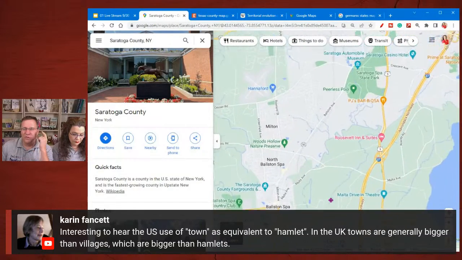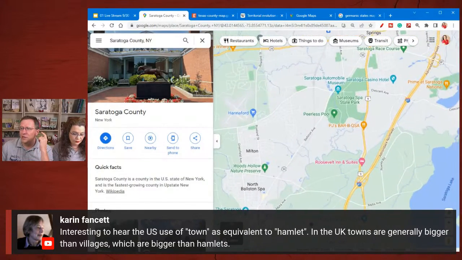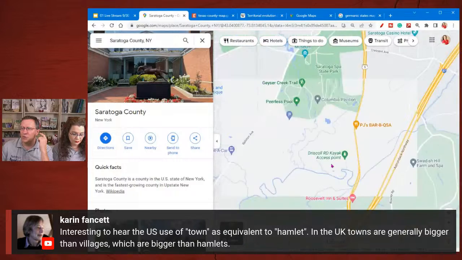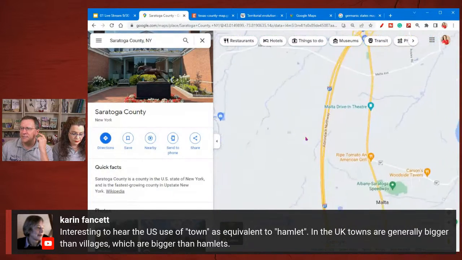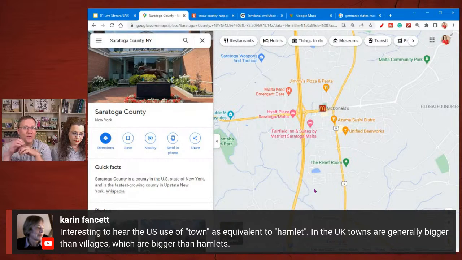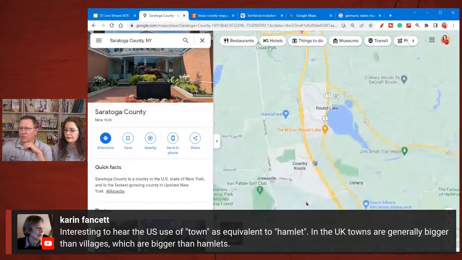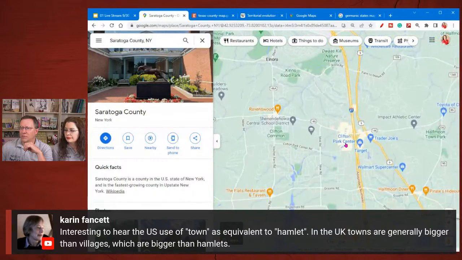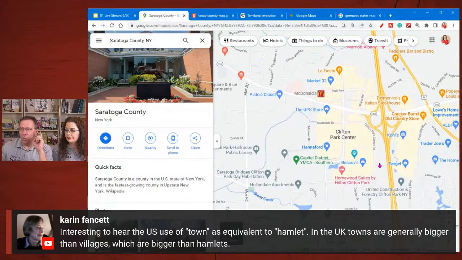this is where we used to live in New York. There was Saratoga Springs and Malta and Clifton Park. Now, Clifton Park where we lived, down here, if I remember right, was the village of Clifton Park. That's what its official name was, the village of Clifton Park.